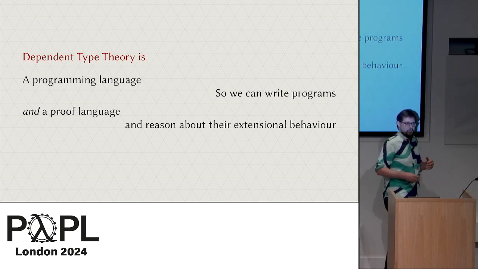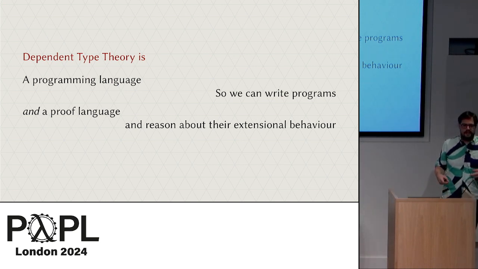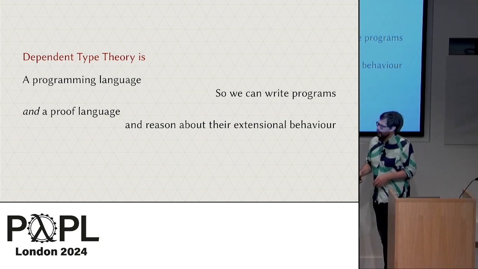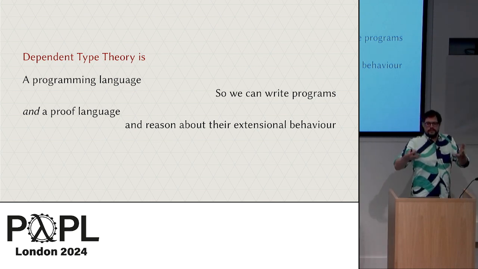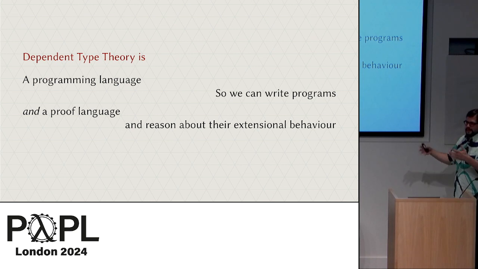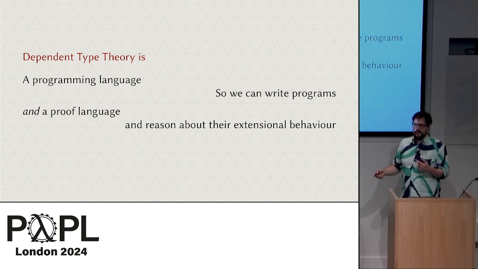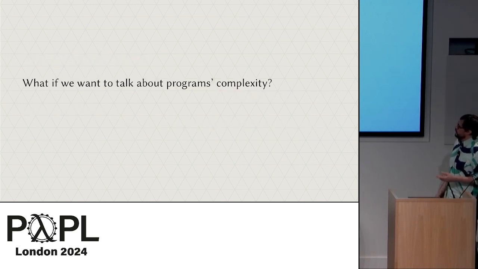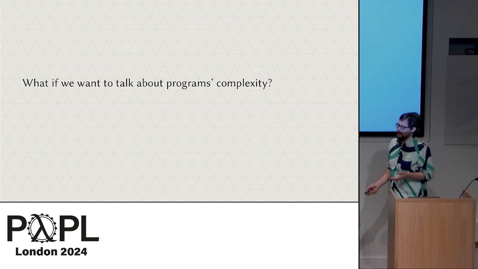And we can sort of pretend that we're going to reason about the way they operate because we can encode things. Like we can use monads to sort of surface effects, or we can use tick monads to surface the consumption. But what I'm going to talk about here is a kind of way of talking about the intrinsic costs of programs. So what if we want to talk about a program's complexity?